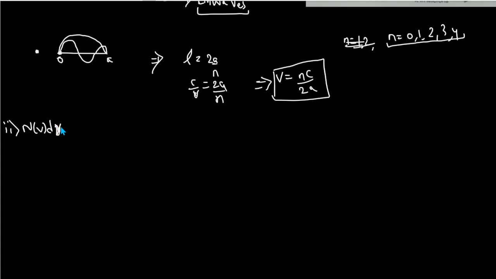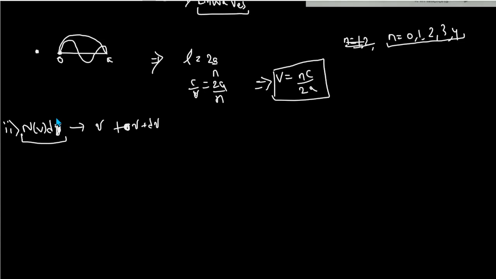So our main motto is to find out how many standing waves there are in a particular frequency range of mu to mu plus d mu. What exactly does this notation mean? It means the number of standing waves in a particular frequency range of d mu. And that is exactly what we have to find.